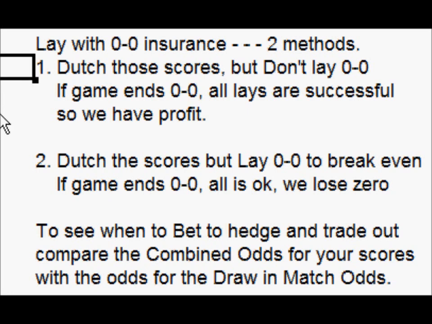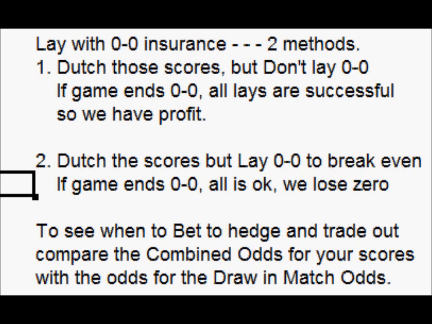Right, so lay your scores by dutching them, but you don't lay nil-nil. If your game ends nil-nil, all your lays will be successful, so you will have profit because you will only have laid 1-1, 2-2, 3-3 and any other draw. Now another method is that you could dutch all the scores but lay the nil-nil score to break even. And if the game ends nil-nil, all will be okay, you will lose 0.